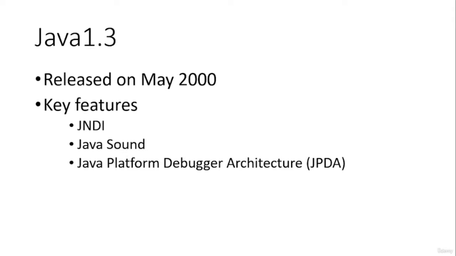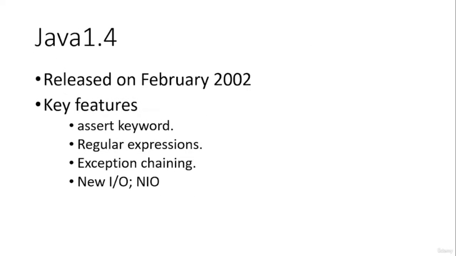Now let us discuss Java version 1.4. It was introduced in February 2002. The key features include the assert keyword, which is used to have assertions in Java. Assertions mean that if you want to check for a particular validation condition and throw a particular error, we can use assertions, and the assert keyword is used for that purpose.